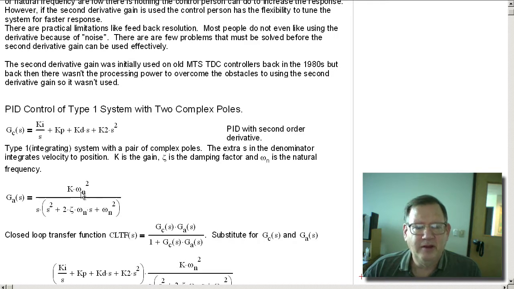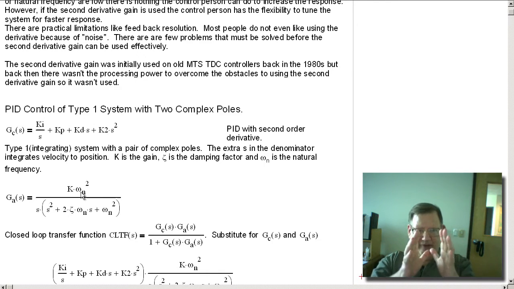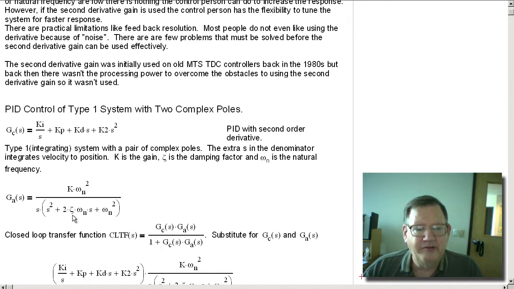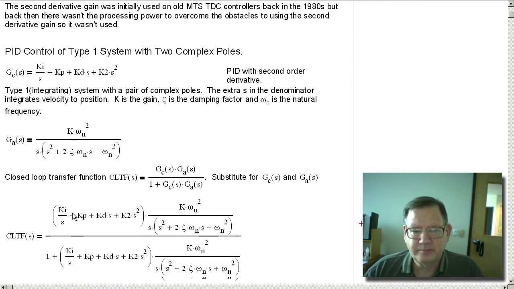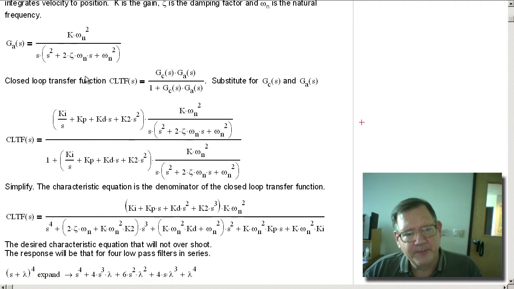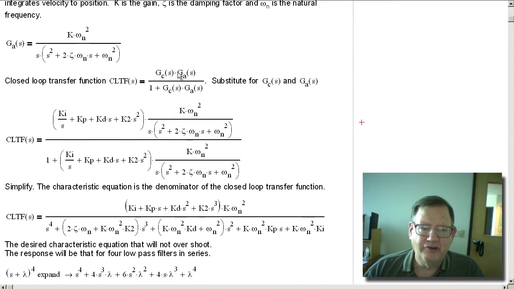There's a natural frequency. There are formulas for calculating that, but basically the hydraulic system is a mass between two springs, and the system can oscillate. It does compress. Then there's a damping factor, and that's how much resistance there is to motion. So this is the closed loop transfer function, the general form, and if I substitute for the actuator transfer function and the controller transfer function, I get this closed loop transfer function.